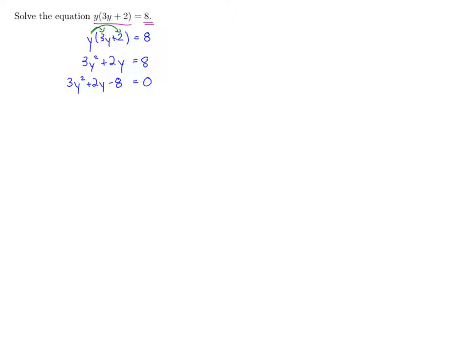Now, our equation is set equal to 0. We need that left-hand side factored. With 3y squared plus 2y minus 8, we'll need to use the AC method in order to factor that expression. So, a times c in this case will be 3 times negative 8. So AC will equal negative 24. And we'll make a table of factor pairs of negative 24. We're going to be looking for the pair whose sum matches our middle term, which in this case is 2y. So we're going to need a pair whose sum is 2.